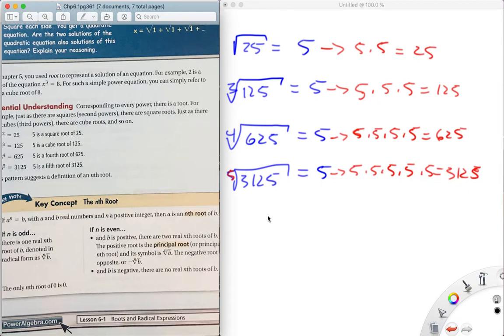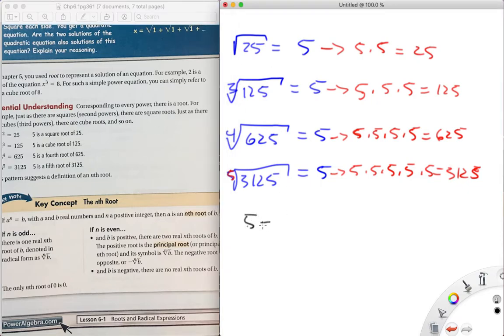Meaning, in this case, 5 equals a, right? And 5 to the n equals b. So if we say 5 to the 5th power, that's going to give me my 3125. Meaning that this a, this 5, is my root, or in this case, the 5th root. That's all it means. It's a fancy way of saying that that's the root.